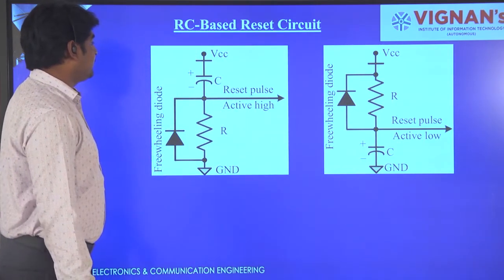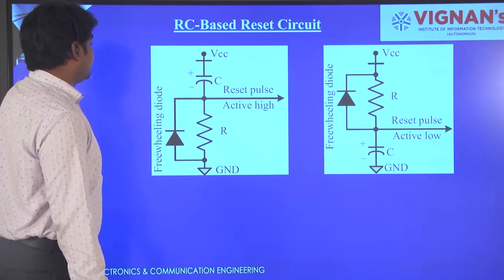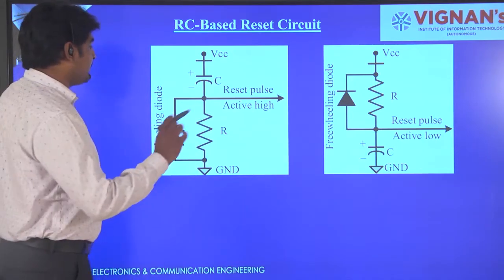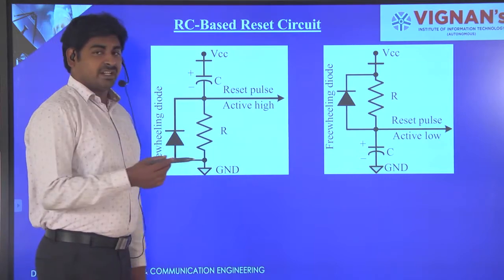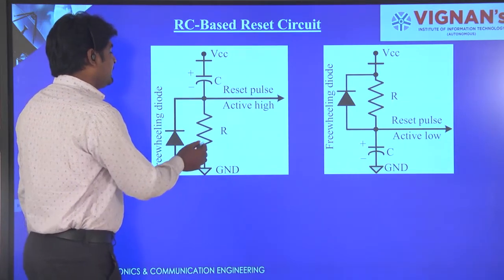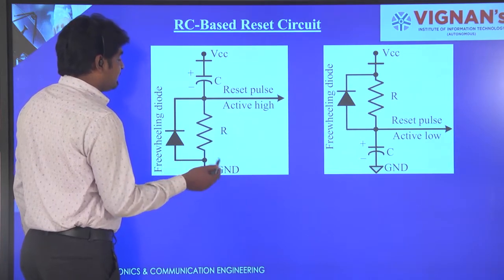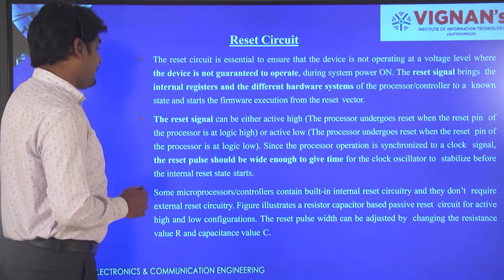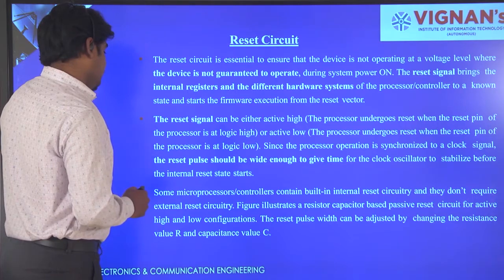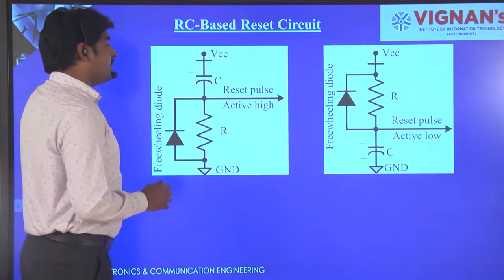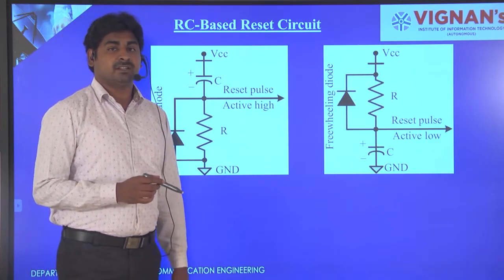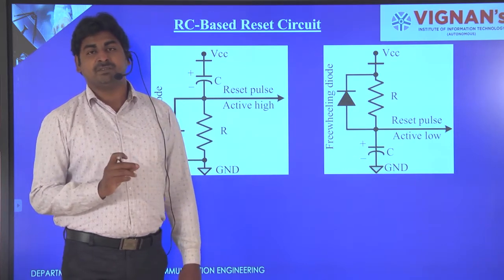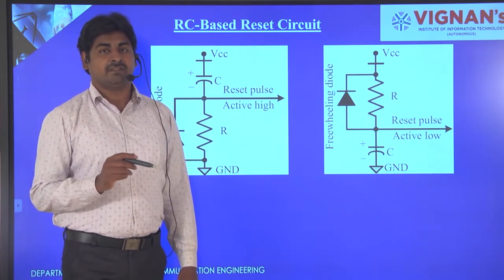So these are the reset circuits, and you can change the pulse duration, whether it is active high or active low. That duration can be changed by changing the values of R and C. Now the duration of the pulse should be long enough for the clock to identify the reset. If the reset pulse duration is low, then the clock cannot identify it.